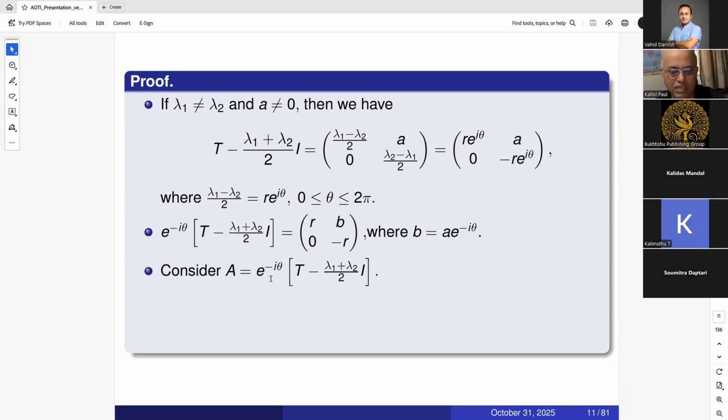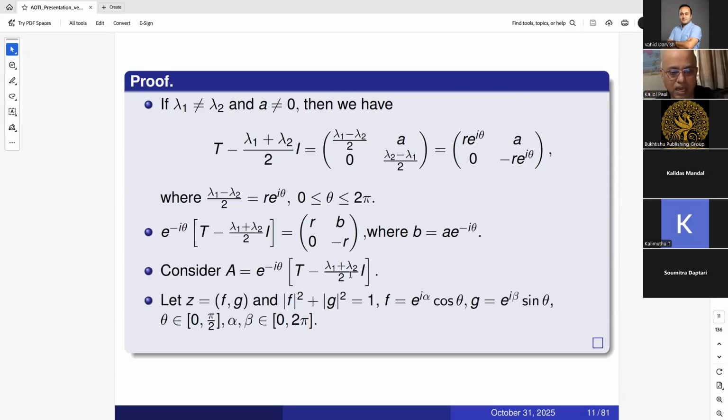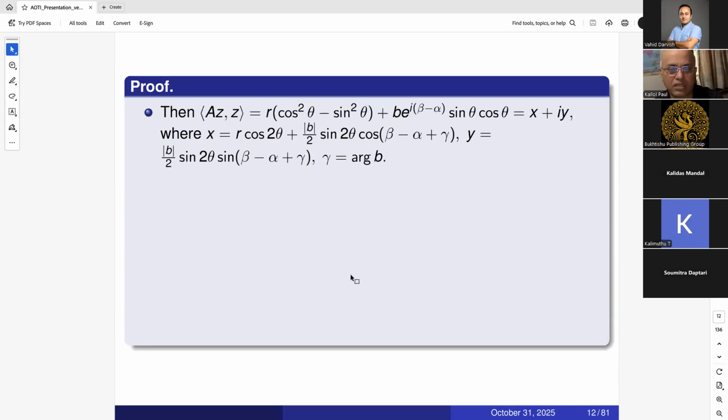And in that case, doing some calculations and then considering this operator A equal to e to the power minus I theta times T minus this upon a, we can easily check that actually this numerical range looks like this. So doing some calculus and algebraic calculations, we can see that the relation is (x minus r cos 2 theta) whole square plus y square equal to mod b square by 4 sine square 2 theta.